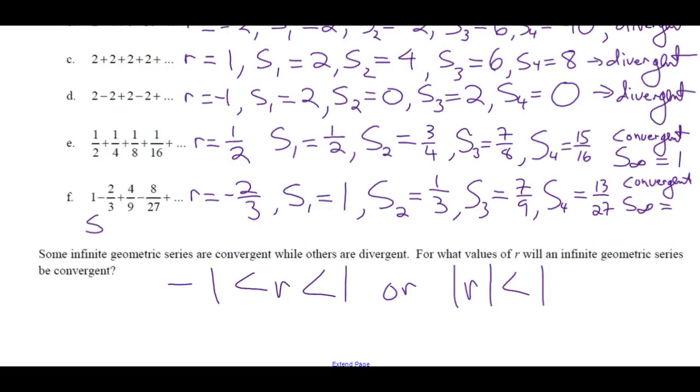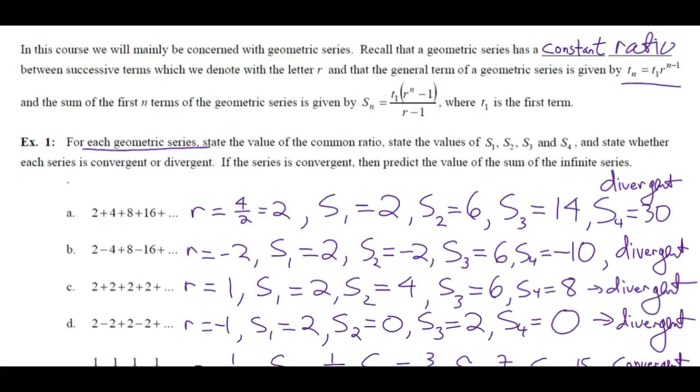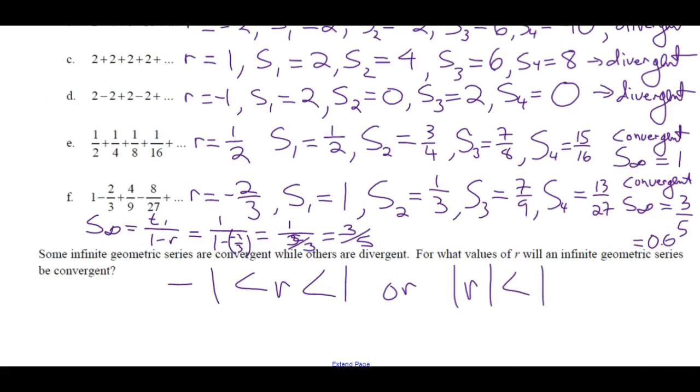T1, what's that? 3/5. Or 0.6. Okay? 3/5, 0.6. Anything under 1.